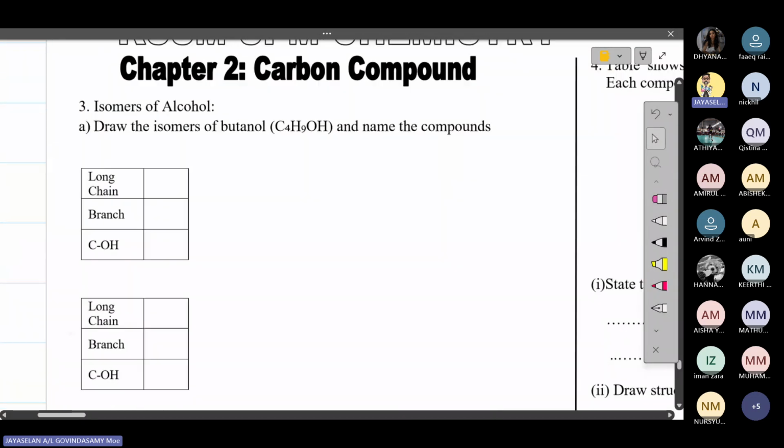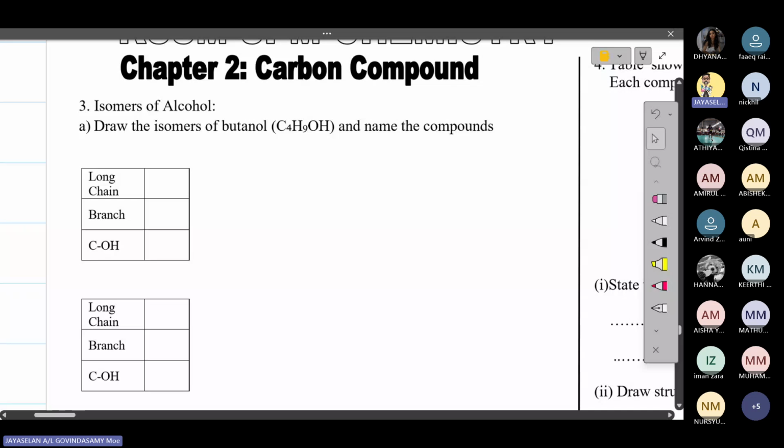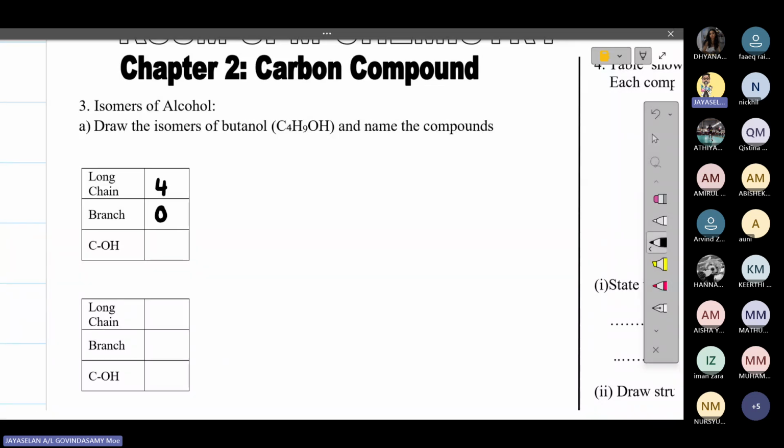So we look at this one, butanol. Butanol, N4, branch 0. Okay, no branch. So why N4? Because here is N4. You see this N4. So the functional group starts at carbon number 1. So 1, 2, 3, 4.